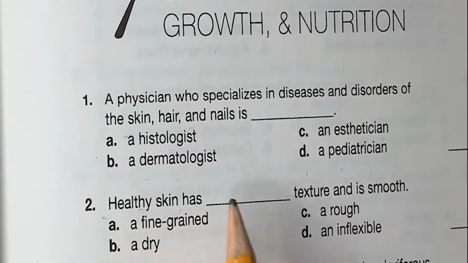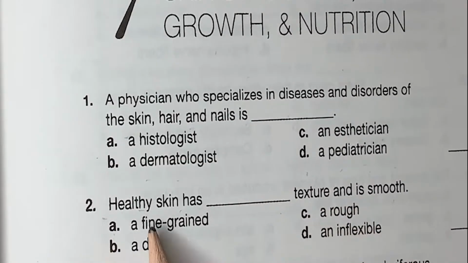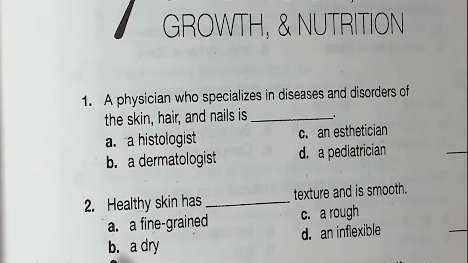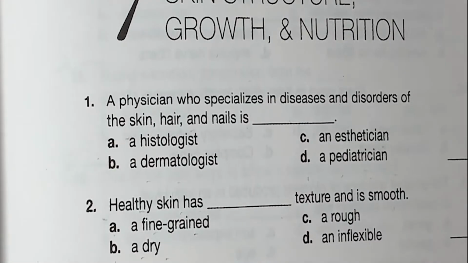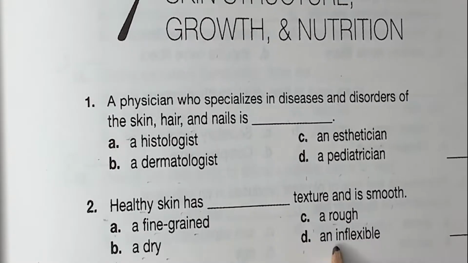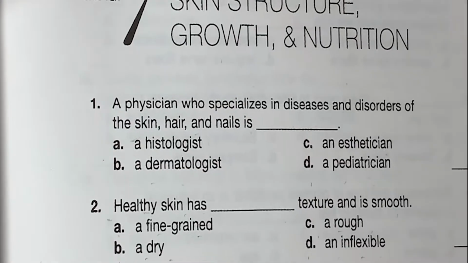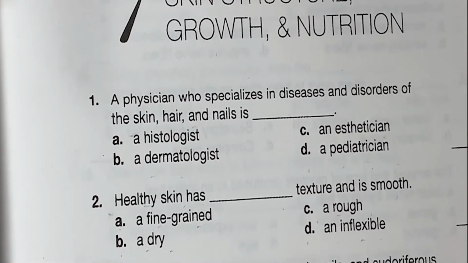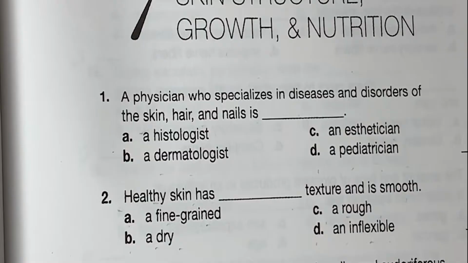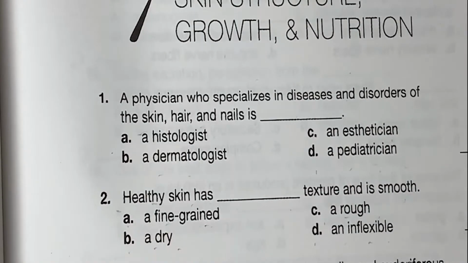2, healthy skin has blank texture and is smooth. Is it A, fine-grained, B, dry, C, rough, or D, inflexible? And the correct answer is A, fine-grained.